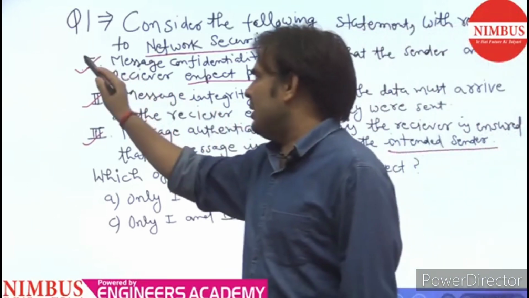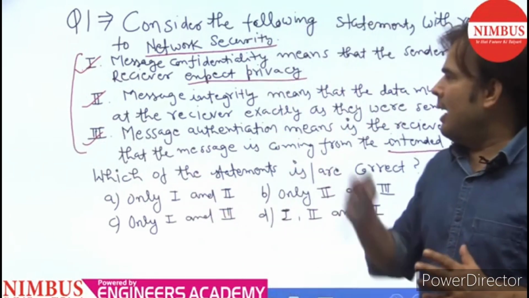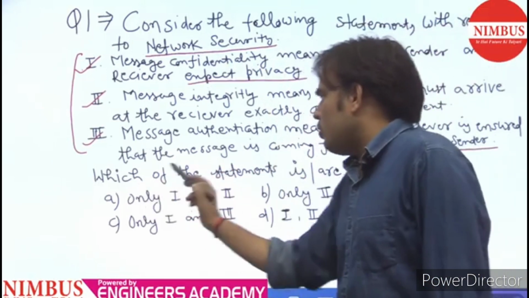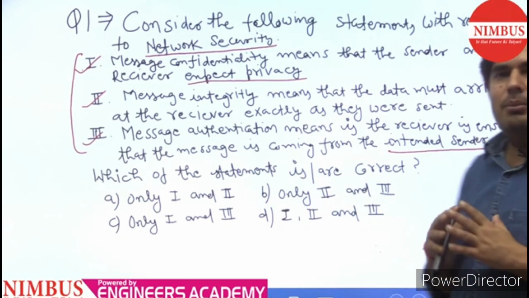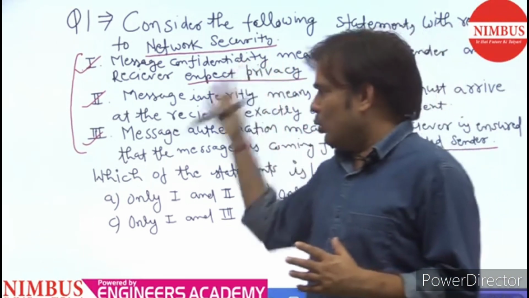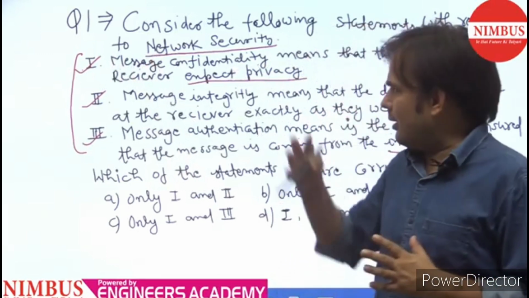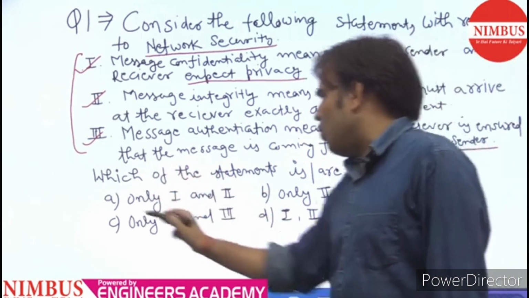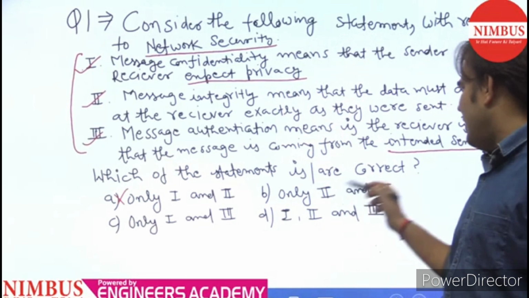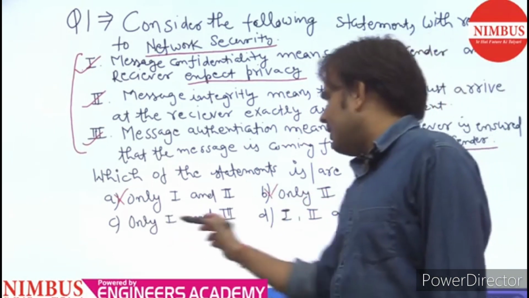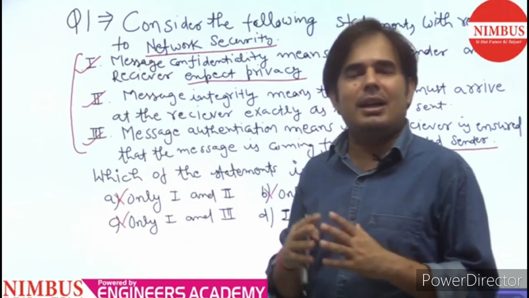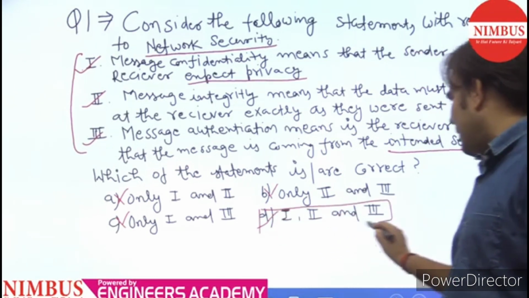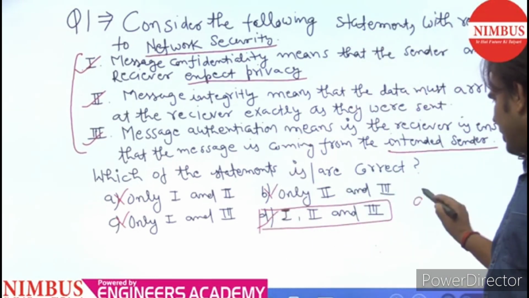So these three statements are correct in terms of network security. It is asking which of these statements is or are correct. As I told you, all three statements are correct in terms of network security. So not only first and second, not only second and third, not only first and third. All the statements are correct here. So option D: first, second and third are all correct. Option D is correct here.